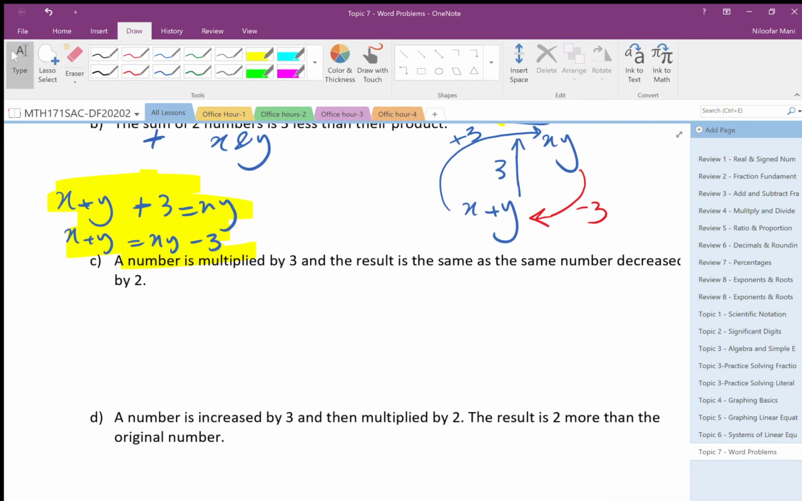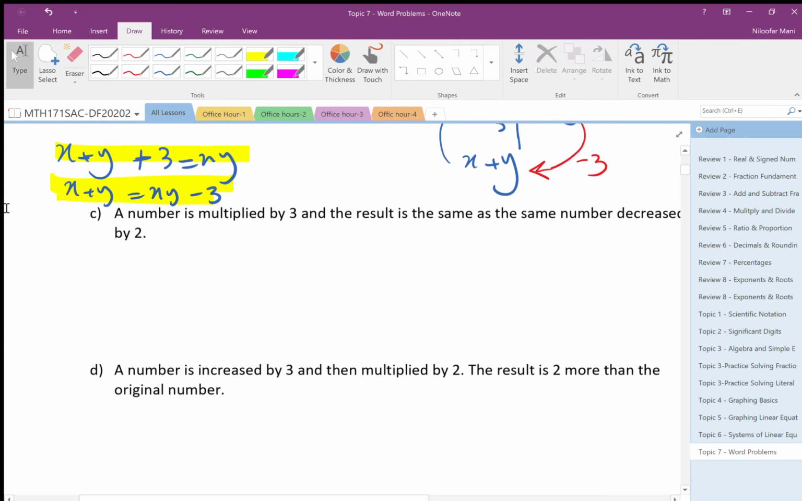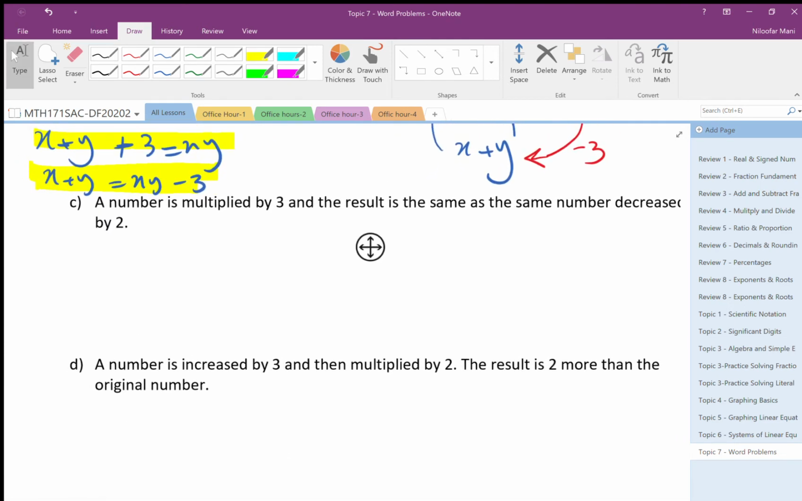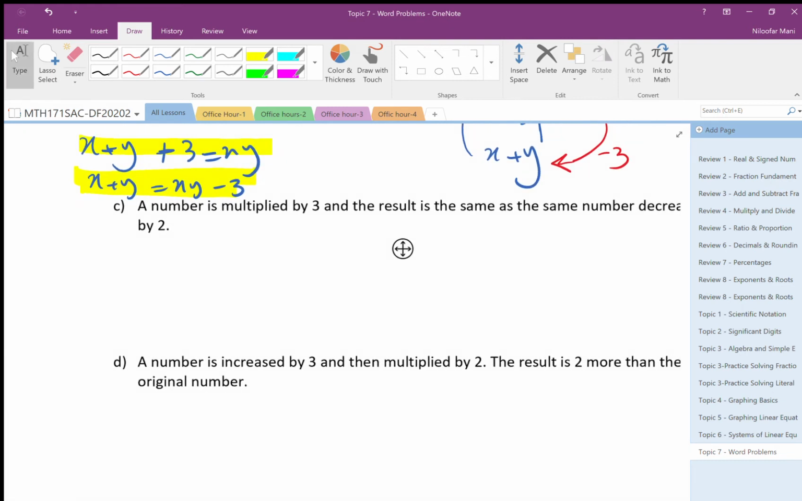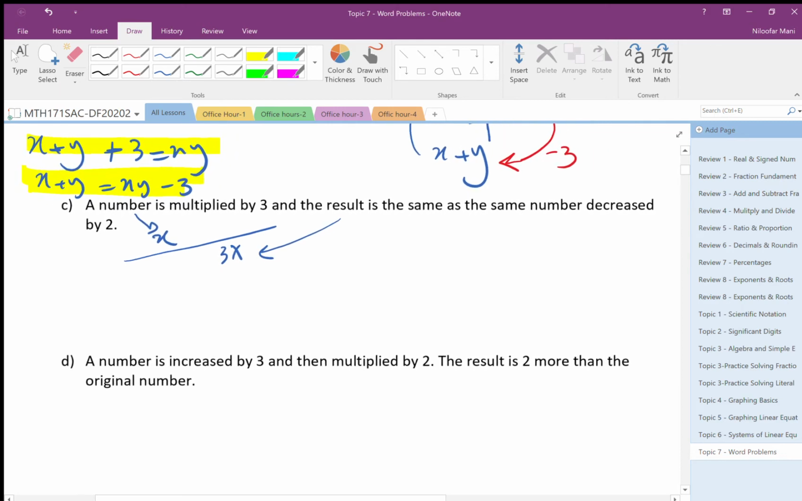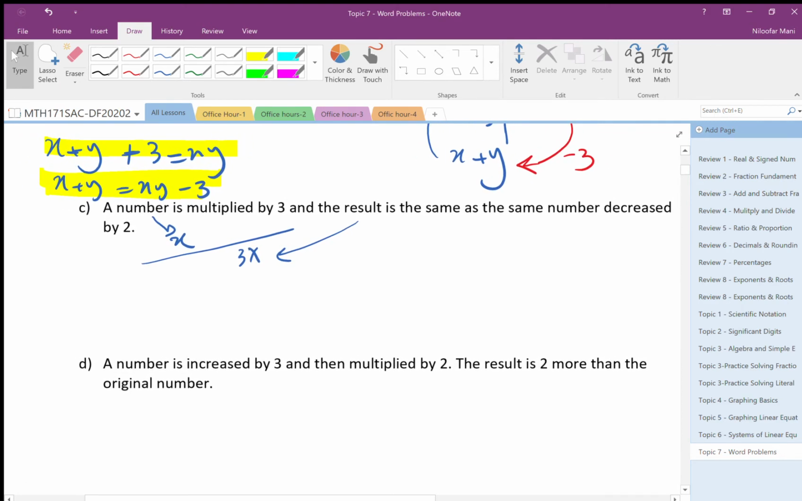A number is multiplied. I'm not sure what that is. A number is multiplied by 3, and the result is the same as the same number decreased by 2. A number multiplied by 3 means 3x, and the result is the same as the same number decreased by 2. You remember decrease from the test. So it is 3x, the same number decreased by 2.